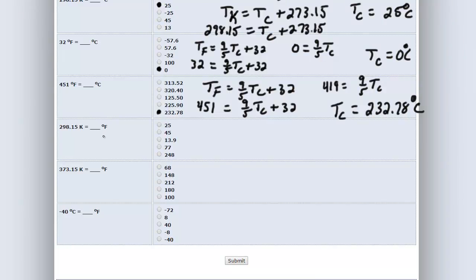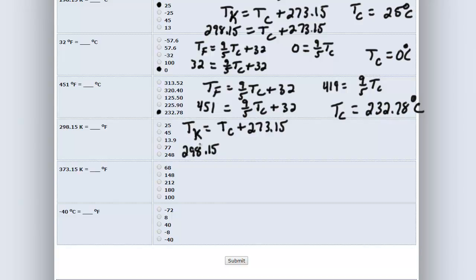298.15 Kelvin is equal to what in degrees Fahrenheit? Okay, so we have two things to do here. We have to first get it from Kelvin into Celsius and then from Celsius into Fahrenheit. So the temperature in Kelvin is equal to the temperature in Celsius plus 273.15.